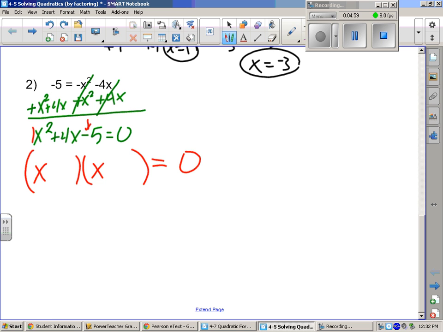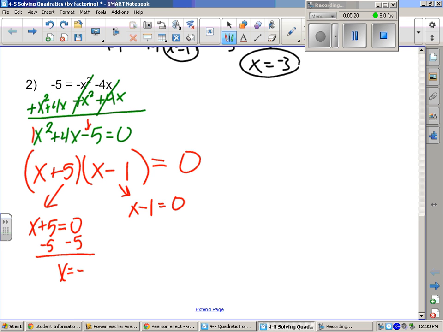This is a minus, so we've got one of each sign. Factors of 5 that add up to get 4 will get positive 5 and a negative 1. But we're not done. That's factored, it's not solved. We have to set each factor equal to 0. So A could be equal to 0, or B could be equal to 0, and then we solve them both. So for this one, I get x equals negative 5, and on this one, we get positive 1.